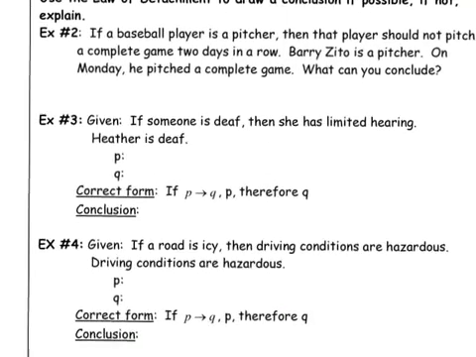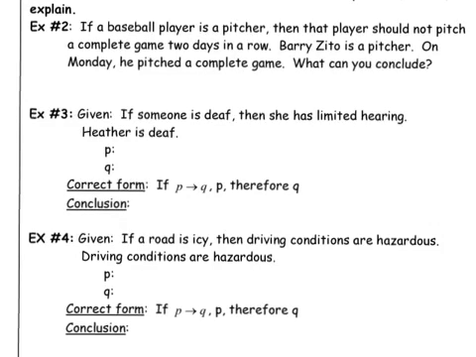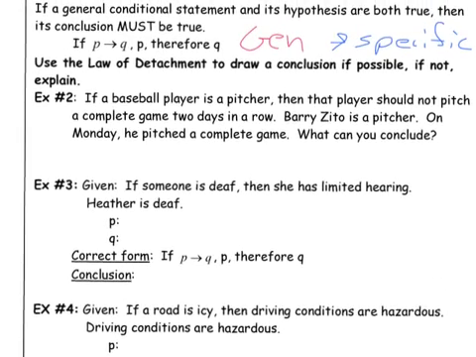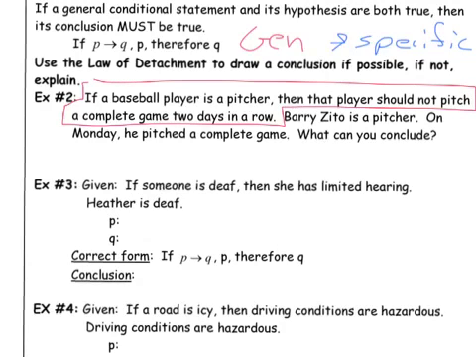So here's our example, example 2. If a baseball player is a pitcher, then that player should not pitch a complete game 2 days in a row. All right, there's my general statement right there. General, right? This is for all baseball players, or all baseball pitchers, I guess we could say. And then look at the very next line. Specific. Barry Zito is a pitcher. On Monday, he pitched a complete game. What can you conclude?